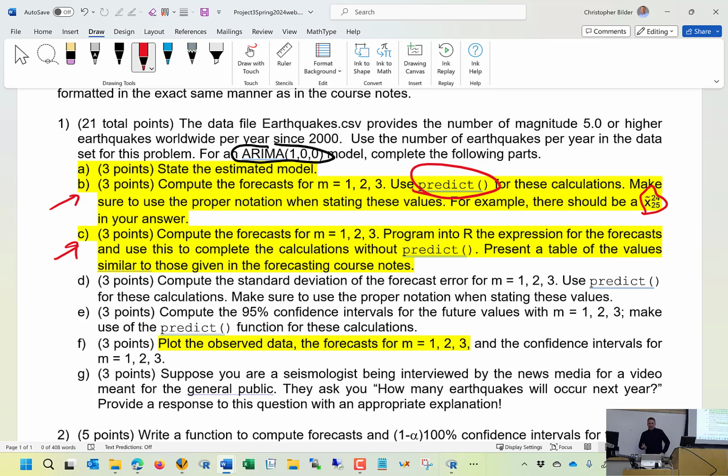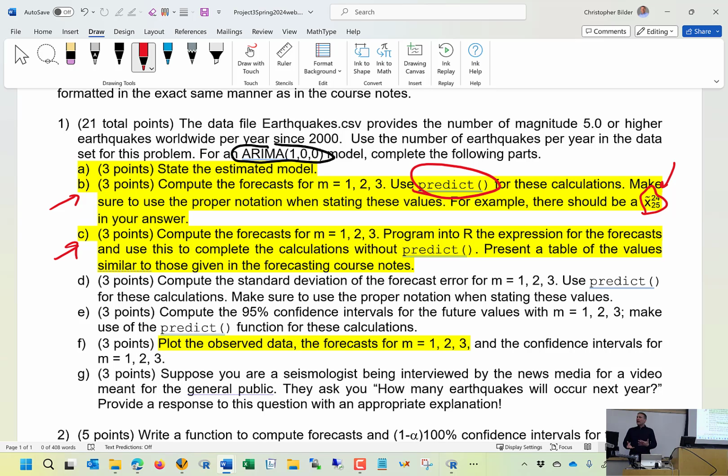Then part C. I want you to compute these forecasts again. But now I want you to program in what those corresponding expressions are for these forecasts. Program them in. So it's going to be dependent upon, for example, phi hat 1. Program it in yourself and do the computation again.